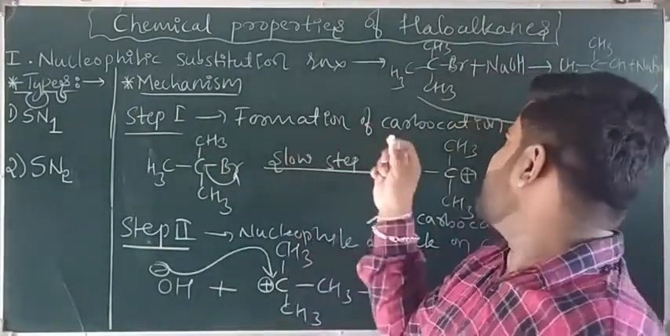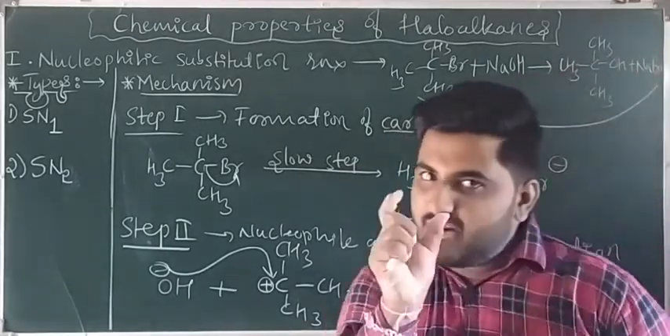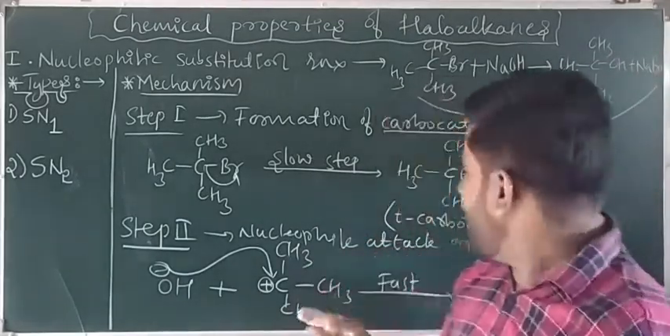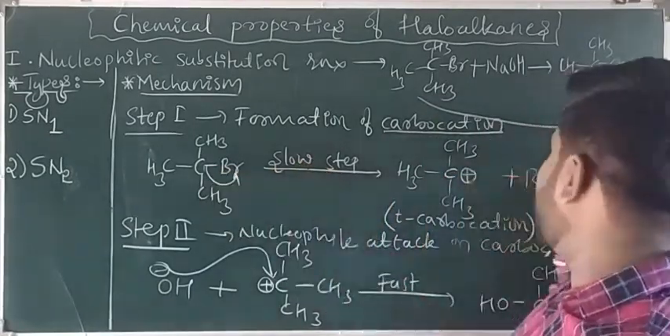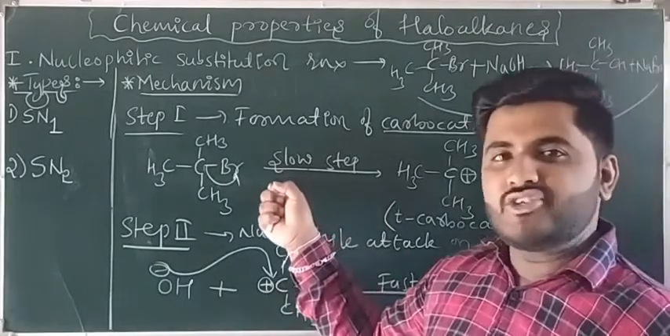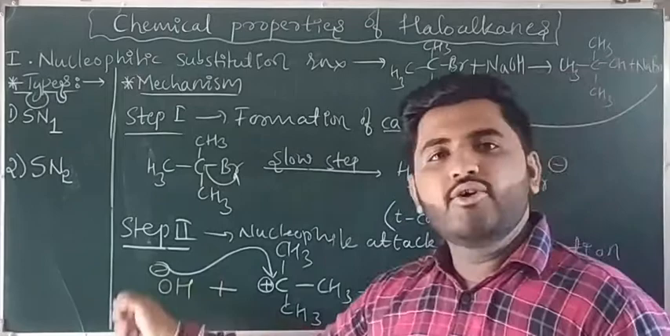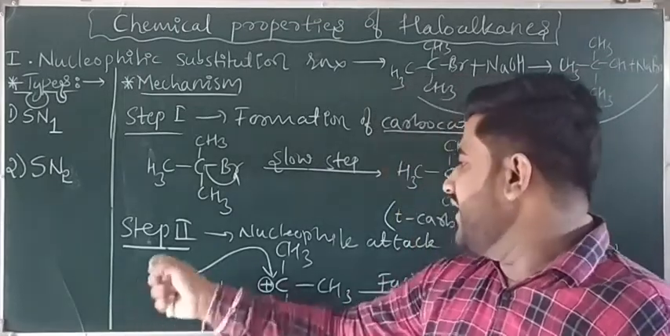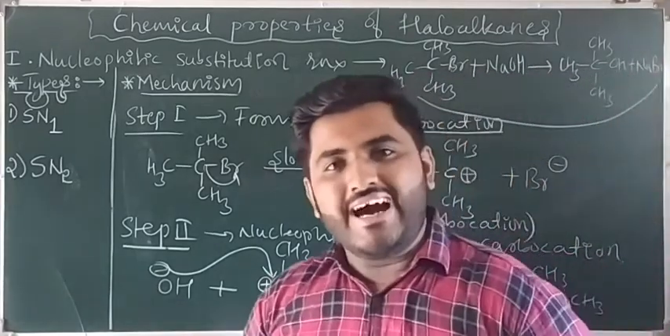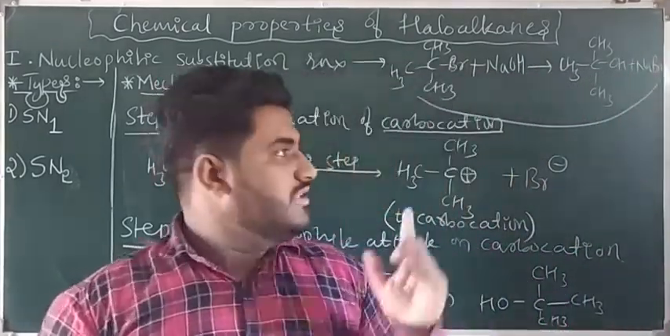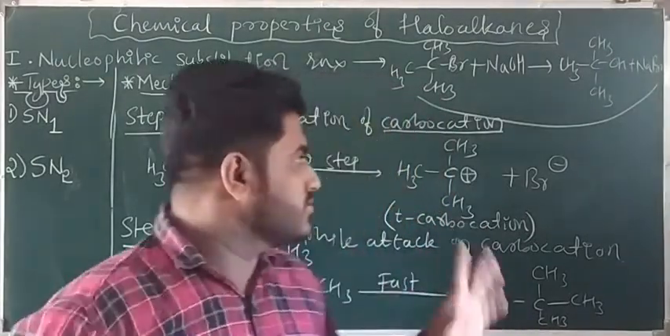To go from here to here, this reaction proceeds through these two steps. Step 1, formation of carbocation. Split the word: carbo means carbon, cation means positive. So on carbon, positive charge is obtained. This is a slow step, Br minus is eliminated, so this is the rate determining step. Second step, this carbocation is attacked by the nucleophile OH minus, so OH minus attacks this carbocation to form tertiary butyl alcohol. That is our product. This is the mechanism of SN1 reaction, which involves two steps.